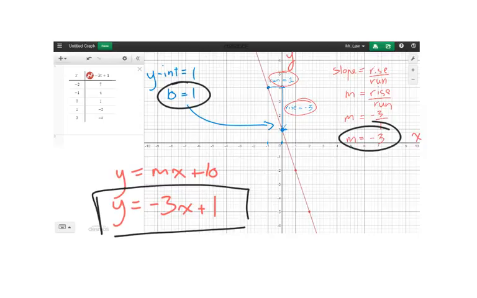And if you recall, this line is pointing downwards. And when a line is pointing downwards, it is a negative correlation. And negative correlation means it will have a negative slope, which this line does have. So you need to double check that before you write your final answer.